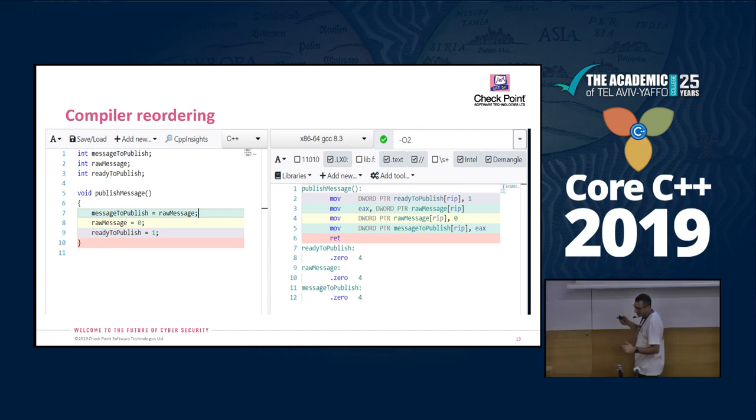So what we see here, that's a C++ talk, so we have to have a screenshot from Compiler Explorer. So here it is. What we see here is a very simple producer. We just want to publish the message, so we set publish message to raw message, we then null the raw message and mark a flag with one. What we see when we compile it with O2 is that the first instruction that the compiler emits is setting the flag. The compiler is allowed to do it because no one sees this intermediate stage when we talk about single-threaded. The outcome of this function is the same. And that's fine from a single-threaded point of view. Obviously, when we start to talk about multi-threading, that's totally unacceptable.